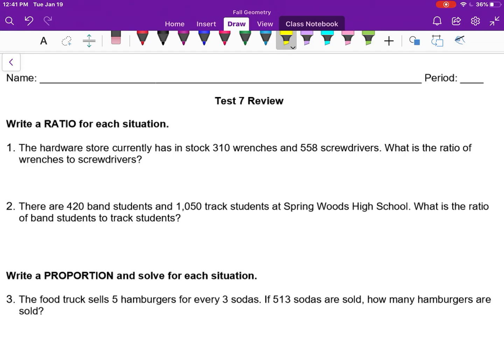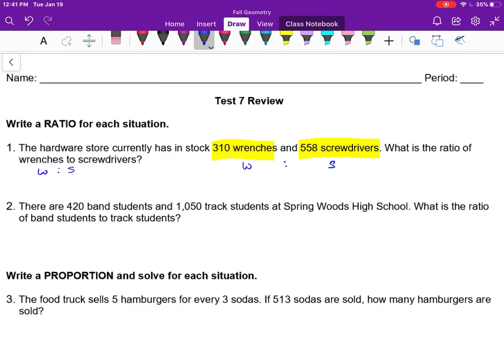Ideally you have two quantities that you're comparing, like apples to oranges, boys to girls, or Android phones to iPhones. So in this case, the hardware store currently has a stock of 310 wrenches and 558 screwdrivers. What is the ratio of wrenches to screwdrivers? So let's look at our comparison. Here we're comparing wrenches to screwdrivers. Here are your wrenches, here are your screwdrivers. We're going to put our values in there.